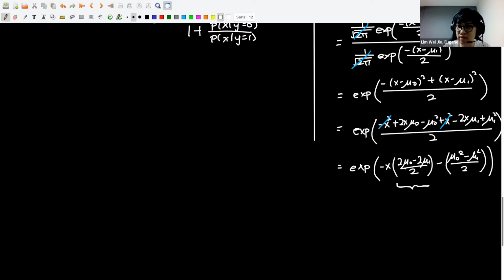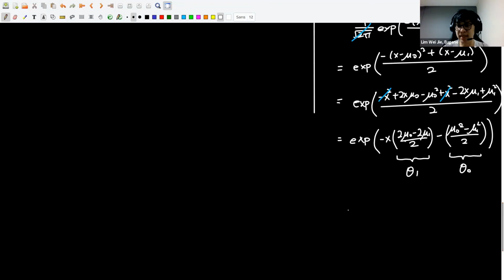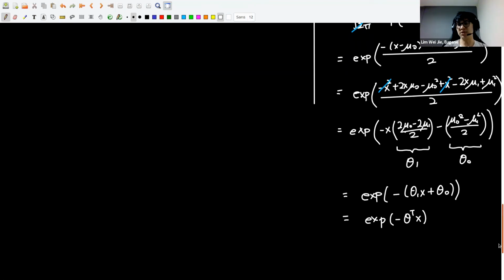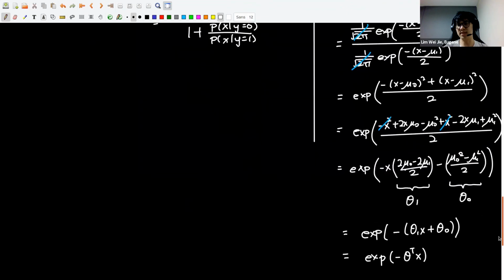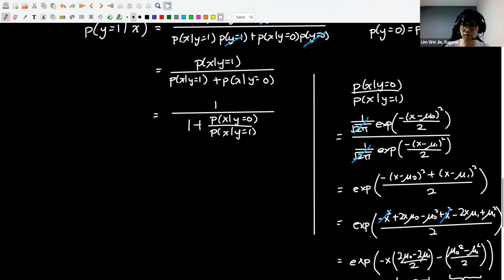So I'm going to set this term right here to theta 1, and I'm going to set this term here to theta 0. By doing that, what we get here is essentially e to the power of negative theta 1 x plus theta naught. In other words, this is e to the power of negative theta transpose x. So that's good, right? And recall why we are doing this derivation: it is to substitute this back to where we shifted the derivation away from. So now we can go back and substitute that in. What we get is 1 plus e to the power of negative theta transpose x, and voila, this is the sigmoid function that we actually wanted from the start.